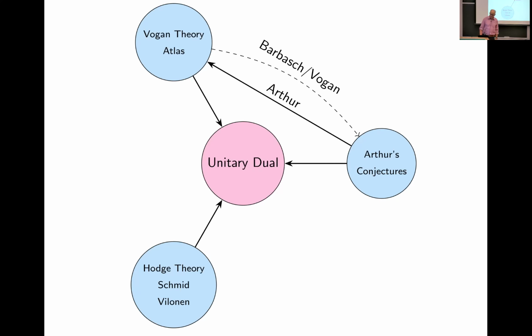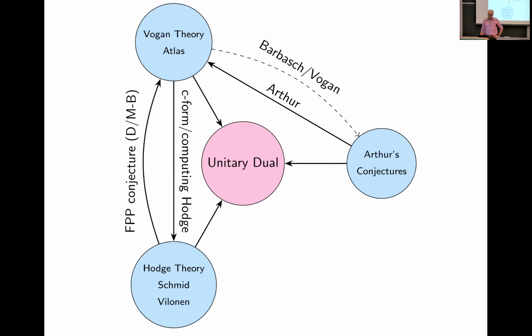And then, of course, going the other way, his conjectures have been a major source of inspiration for our project. There's a map going from Atlas to Hodge theory. I'm going to talk a little bit more about this. But I put down two things here: the invention of the C form, and a computation that we did, which was critical for Schmidt and Vallonen's understanding of Hodge theory.